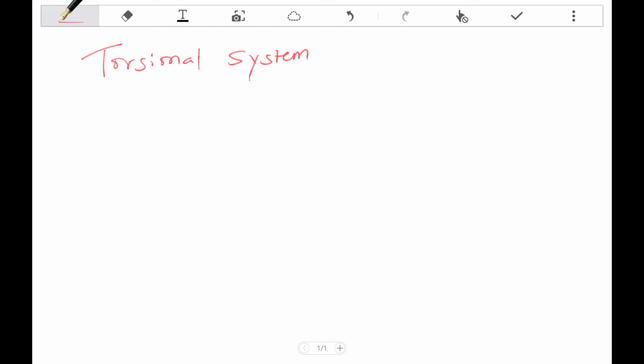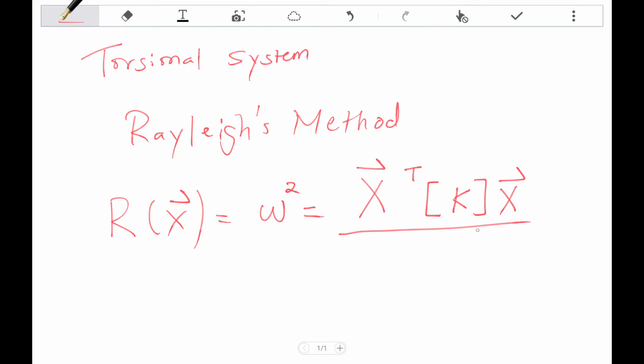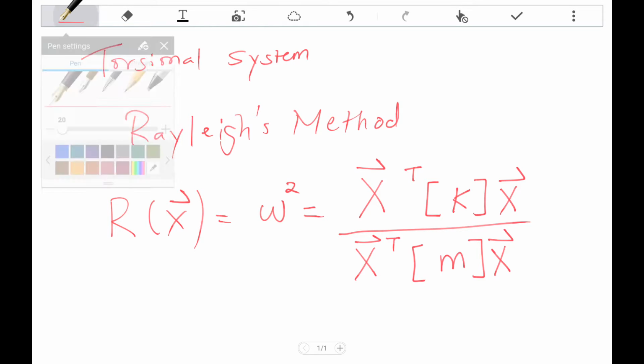To start with, first of all, Rayleigh's method consists of this very simple formula here. R(x), equal to omega squared, equals x transpose, that's your mode shape, times your stiffness matrix, times x, divided by x transpose, and here your mass matrix, and x. So basically, let's change colors here.